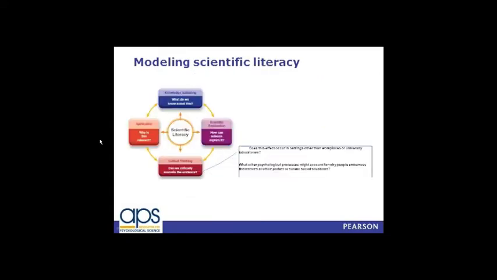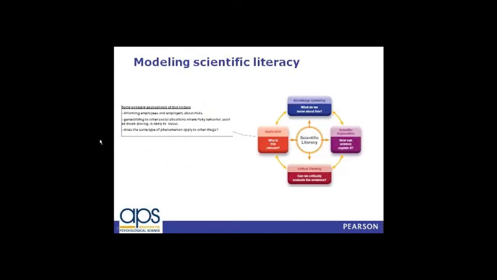In the critical thinking part of things, with that particular study, you might ask, does this effect occur in settings other than workplaces or university settings? What other psychological processes might account for why people embarrass themselves at office parties or similar situations that might not just be attributable to classical conditioning? And then also there's the application side of things.